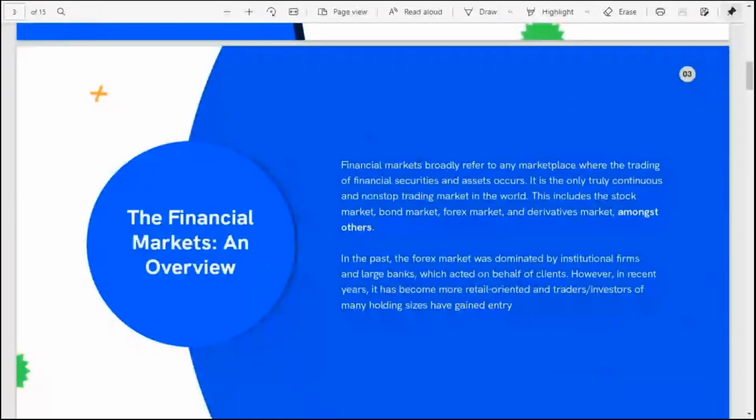In the past, the forex market was dominated by institutional firms and large banks, which acted on behalf of clients. Now, let me tell you a quick story. In the past, you and I, as traders, couldn't trade the financial markets. Now we can trade the financial market from our mobile phone. But in the past, you couldn't trade the global financial markets if you didn't have a certain amount of money in your bank account, if you were not of a certain level in society. Only your bank could do it for you, then they gave you peanuts in return as your ROI.